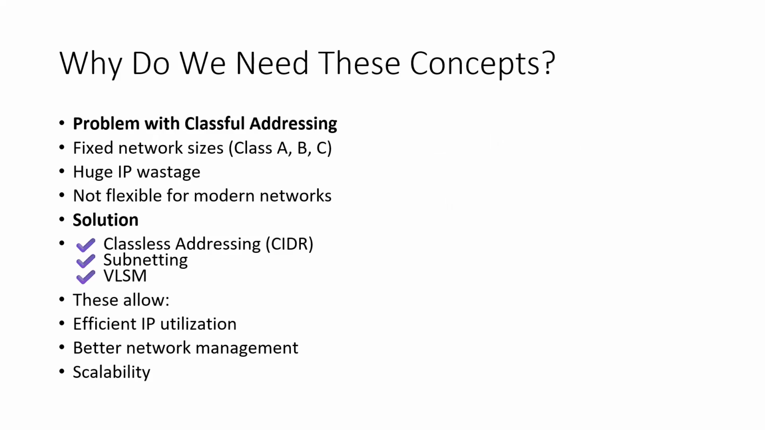The problem with classful addressing is that we have only fixed network sizes, that is class A, B, C. Totally we have 5 classes, class A, B, C, D, and E. D is for multicasting and E is for research purposes. Mostly we will be using class A, B, and C. In classful addressing, a huge amount of IPs will be wasted and it is also not flexible for modern networks. The solution we come up with is classless addressing, which is CIDR, then subnetting and VLSM. These allow efficient IP utilization, better network management and scalability.